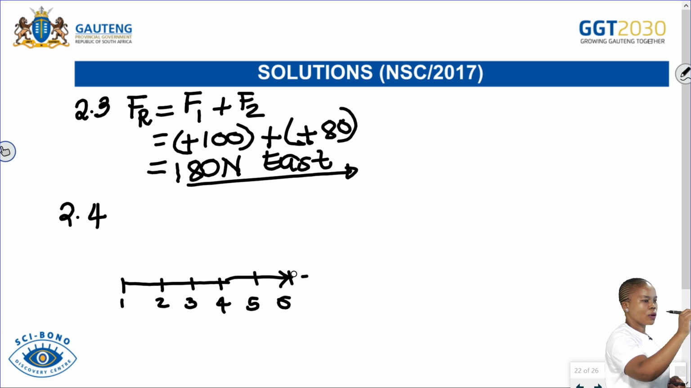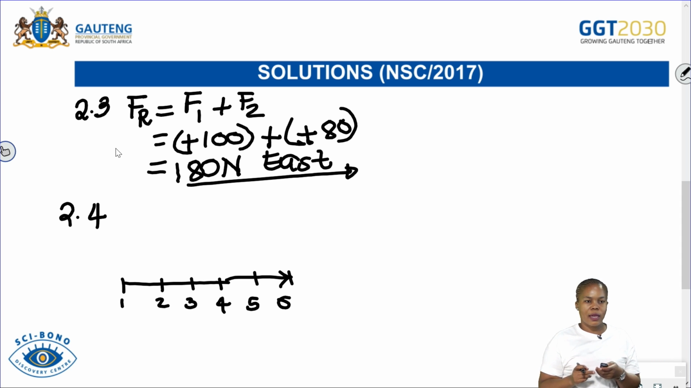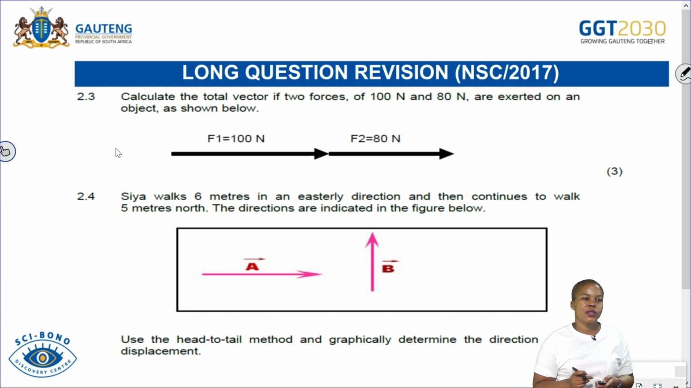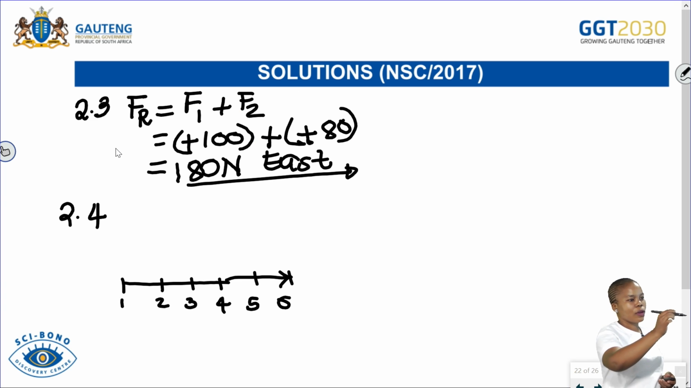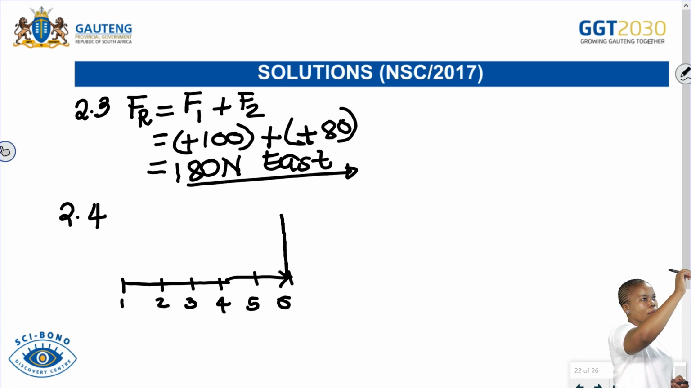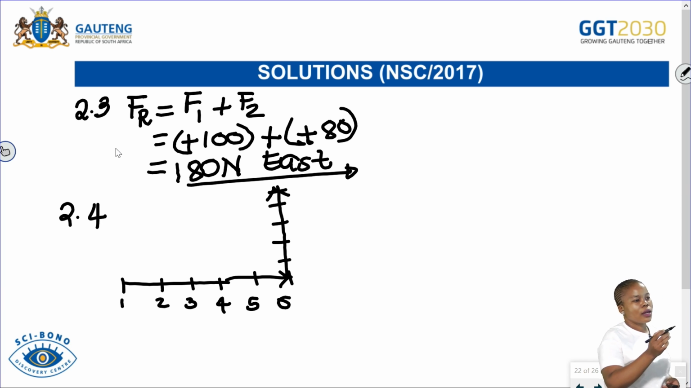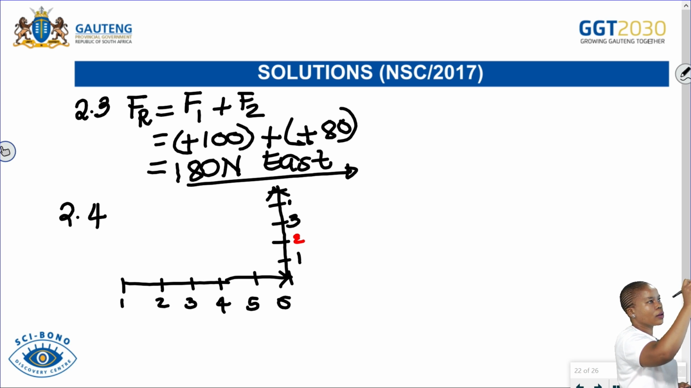Let's just use this one. Okay, and then this is 6, and then we're saying 6 meters to the easterly direction, 5 meters to the north. Okay. 1, 2, 3, 4, 5. Okay, so we stop right there as 1, 2, 3, 4, and then 5.